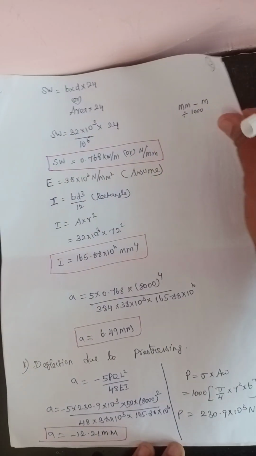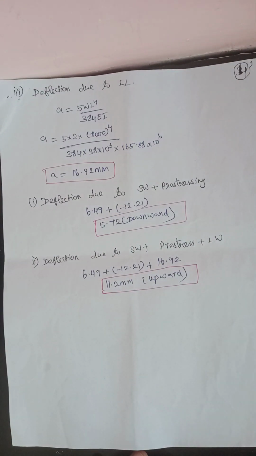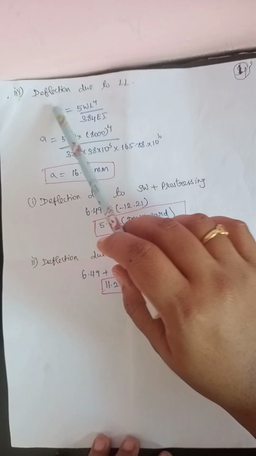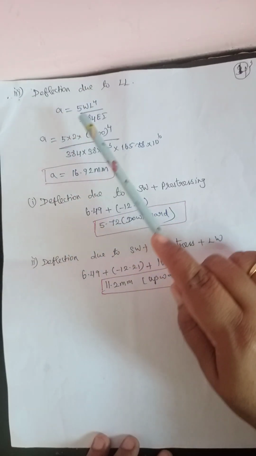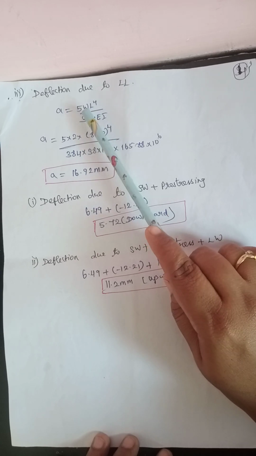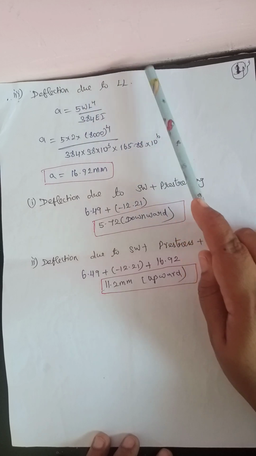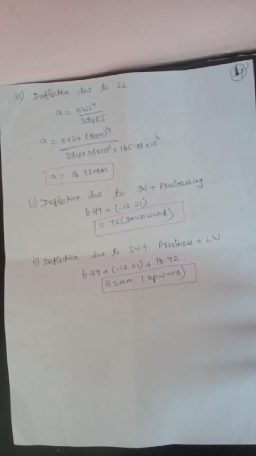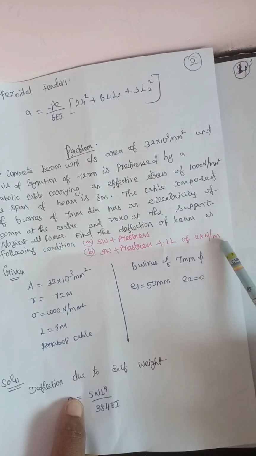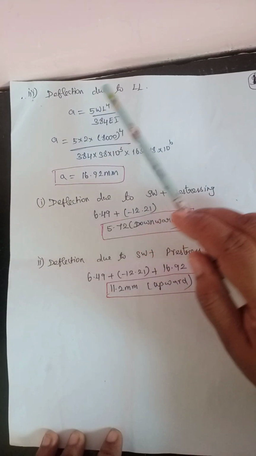At last we have to find out deflection due to live load. The same formula which we already used to calculate deflection due to self weight is also used here. The only difference is in the place of W, we have to substitute the live load value which was given in the problem. So live load value is 2 kilonewton per meter, which was already given in the problem. By substituting all these values, we can easily calculate the deflection due to live load.